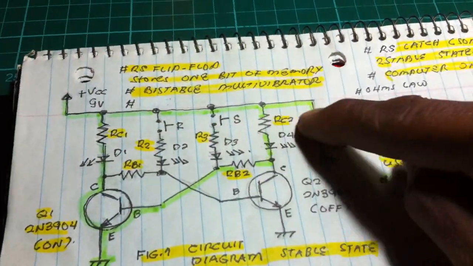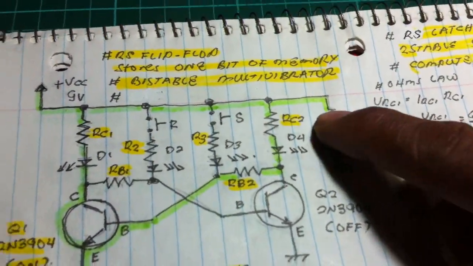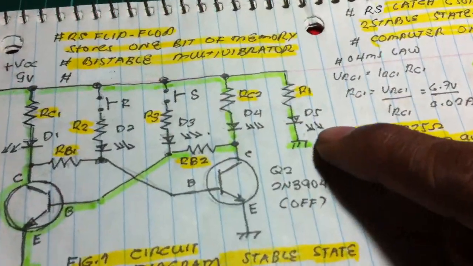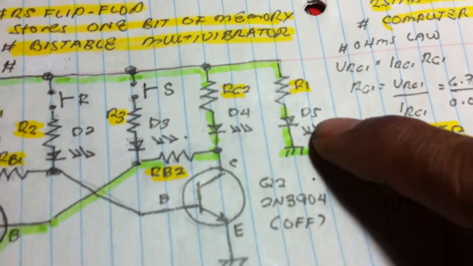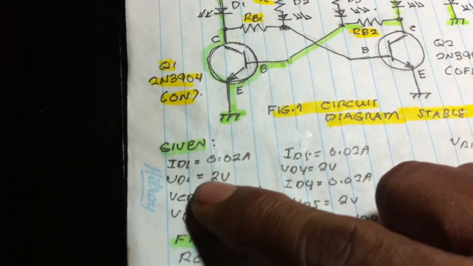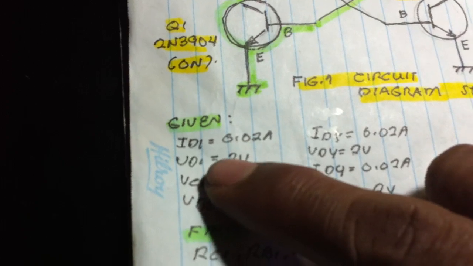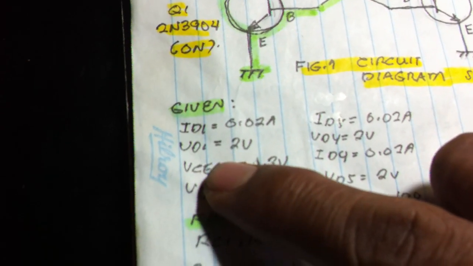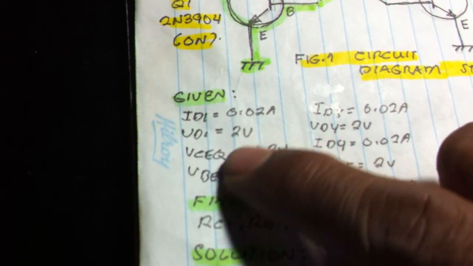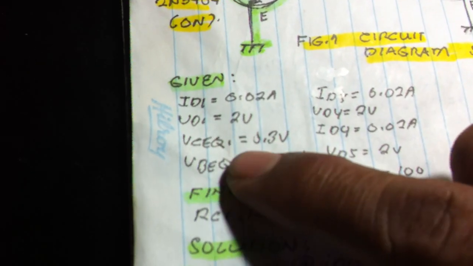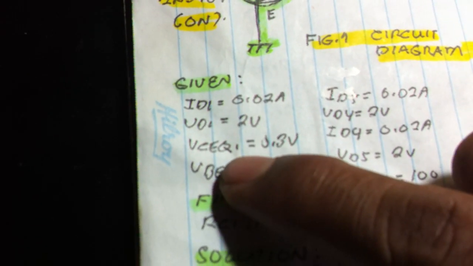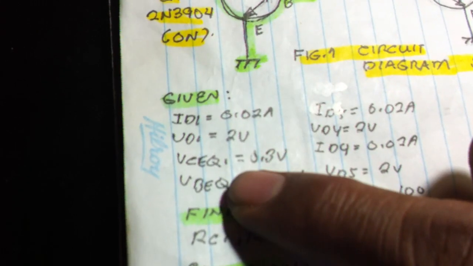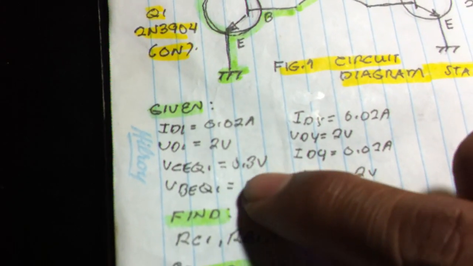So we're going to take the KVL here across the R1 and D5. First, we have a given diode rating of 0.02 A from the data sheet, voltage drop 2 volts. There is no data sheet for the LED's collector-emitter at saturation, so we're going to use the transistor in saturation mode.